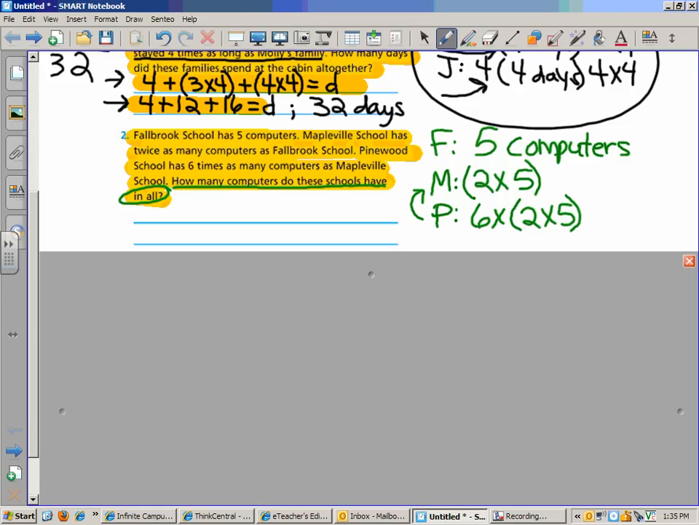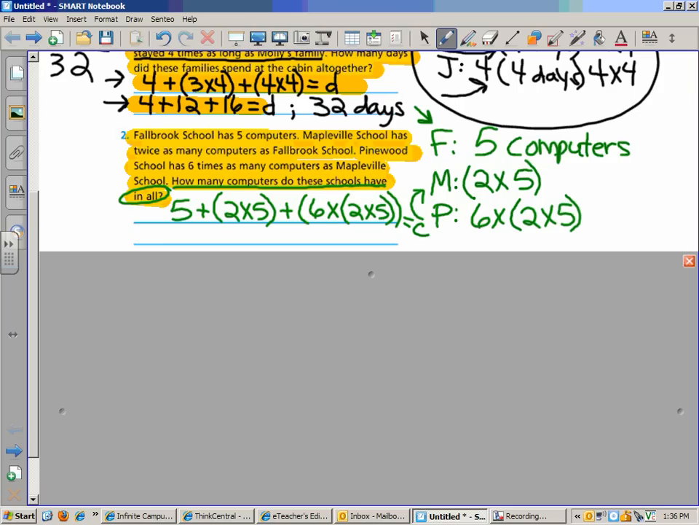So eventually, to write an algebraic equation from the beginning, we would take this information, and this is what I hope to push you to. We would start with 5, and we would add 2 times 5, and then we would add, in parentheses again, 6 times, and then in parentheses again 2 times 5, and then double parentheses at the end, and say that's going to equal C, how many computers in all.